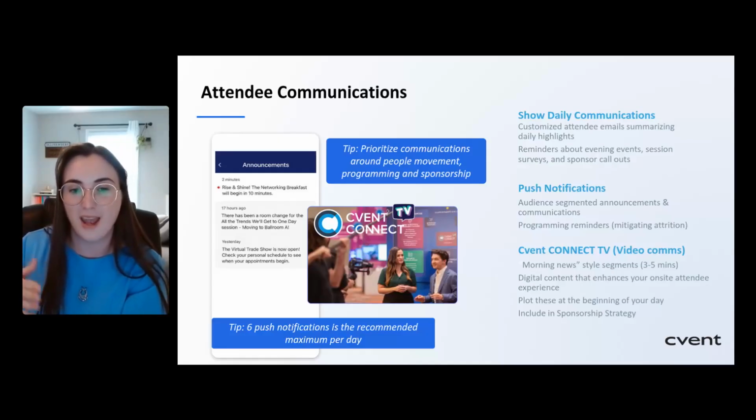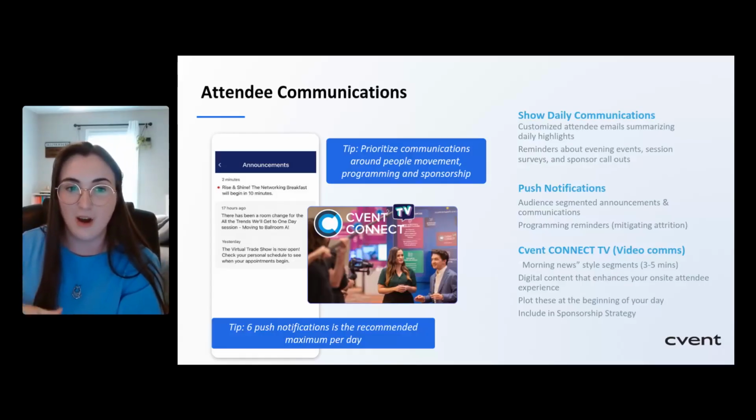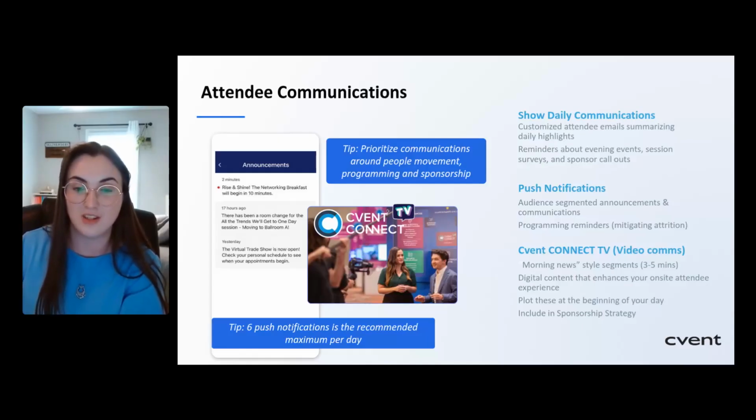It's just a really fun way to make the virtual audience feel a little bit more included in the in-person experience. And then also we can get those sponsored too. So that's just an additional helpful benefit of these short segments.